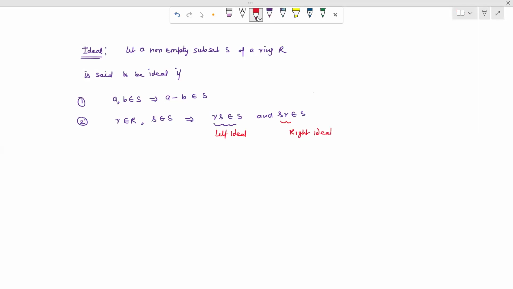Okay, so we define the left or right ideal on the basis of the element of R. Small r is an element of ring R, small s is an element of set S. So if any non-empty subset of ring R follows these properties, that means right ideal and left ideal, then it is said to be an ideal.